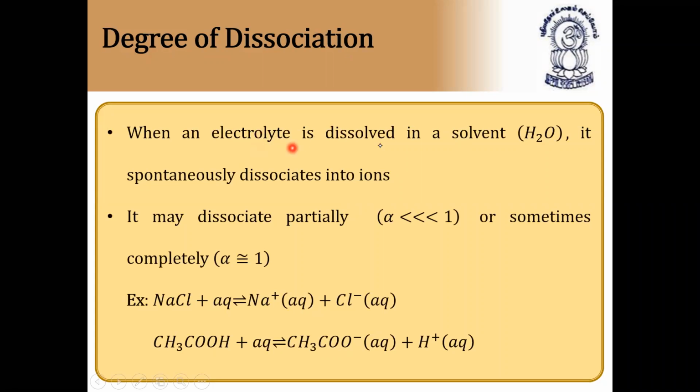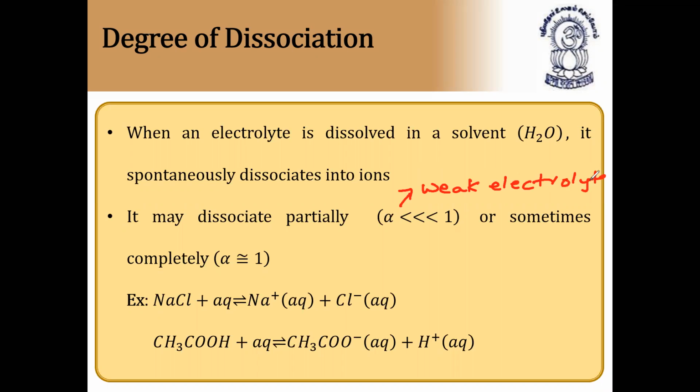When an electrolyte is dissolved in a solvent like water, it spontaneously dissociates into ions. It may dissociate partially or sometimes completely. Partially in the case of weak electrolytes, as we have already seen in the first lecture, and completely in the case of strong electrolytes. What are weak electrolytes and what are strong electrolytes, we have discussed in lecture 1.